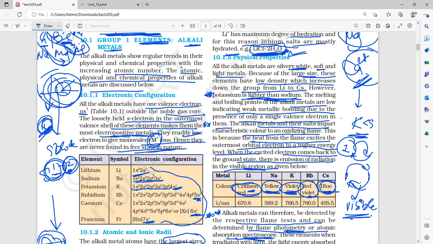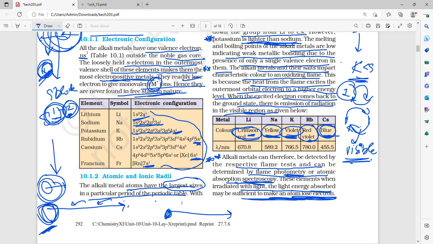Now the melting points of alkali metals are low, indicating weak metallic bonding due to the presence of only one single valence electron.